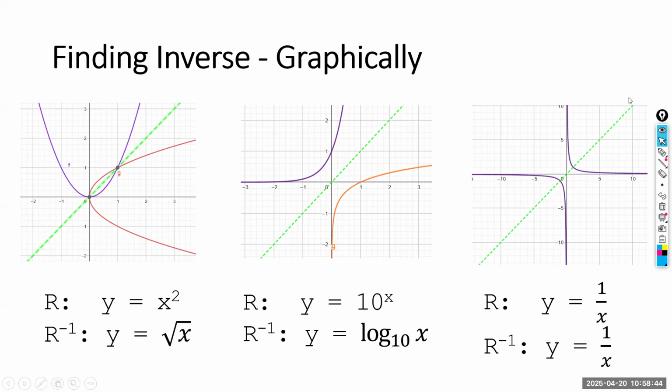So if you take the y equal x line, its inverse is also the y equal x line. There's another such guy. If y equal 1 over x, its inverse is also y equal 1 over x.